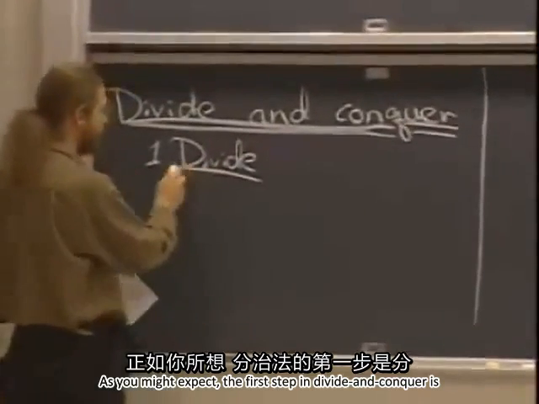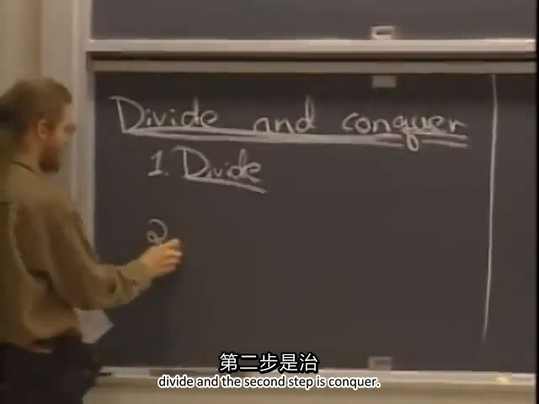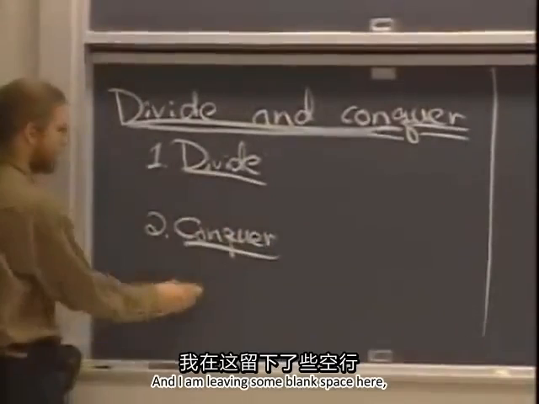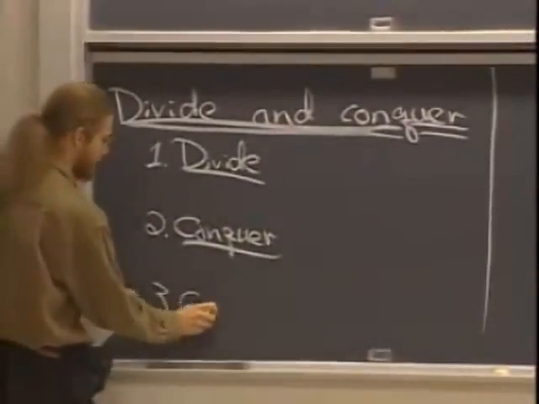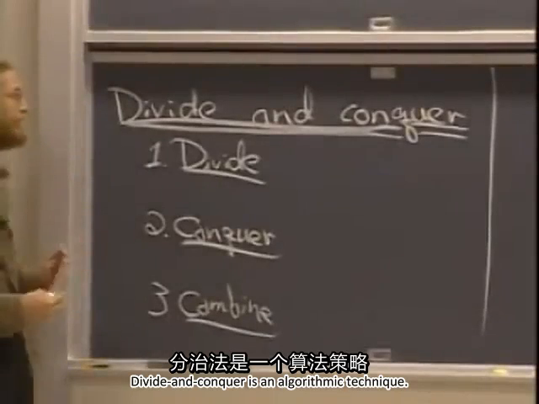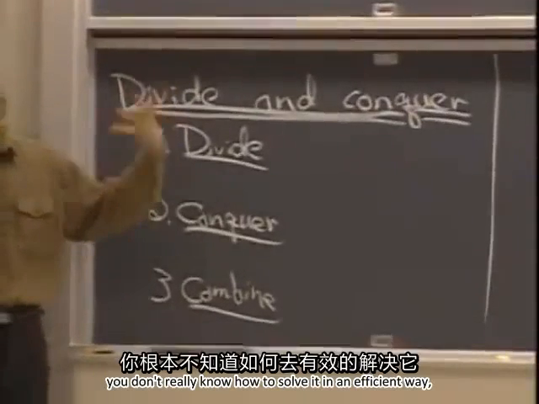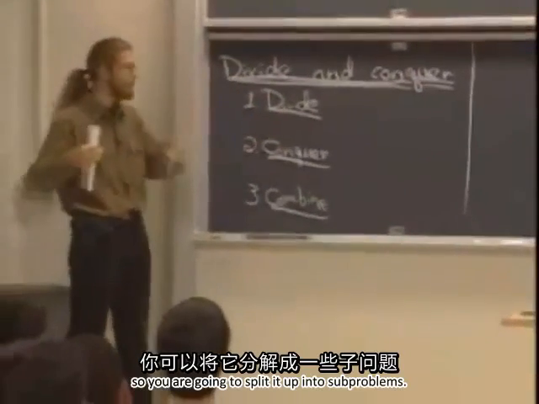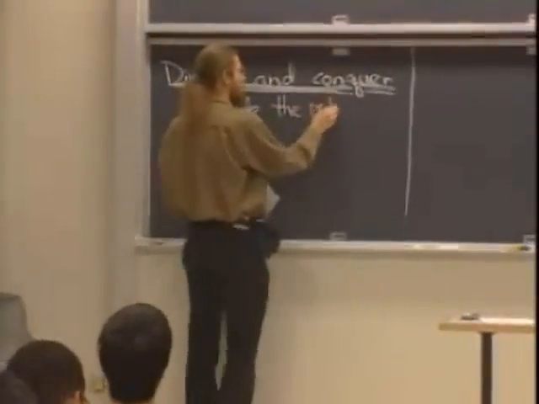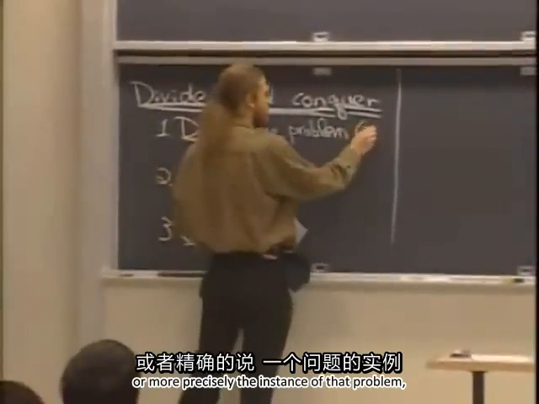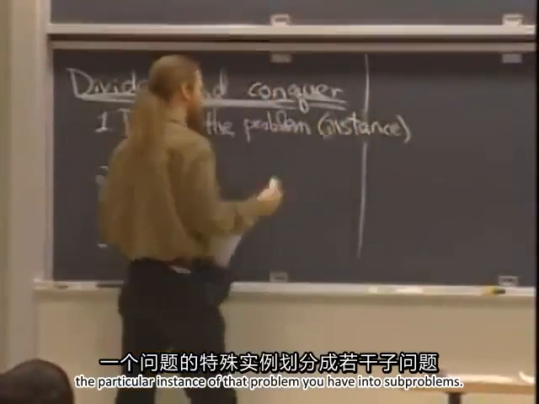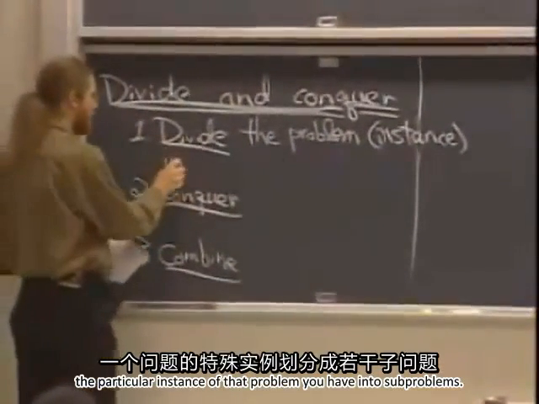As you might expect, the first step in divide and conquer is divide, and the second step is conquer. But you may not have guessed that there are 3 steps, and I'm leaving some blank space here, so you should too. So divide and conquer is an algorithmic technique. You're given some big problem you want to solve. You don't really know how to solve it in an efficient way, so you're going to split it up into subproblems. That's the divide. You're going to divide that problem, or more precisely, the particular instance of that problem you have, into subproblems.